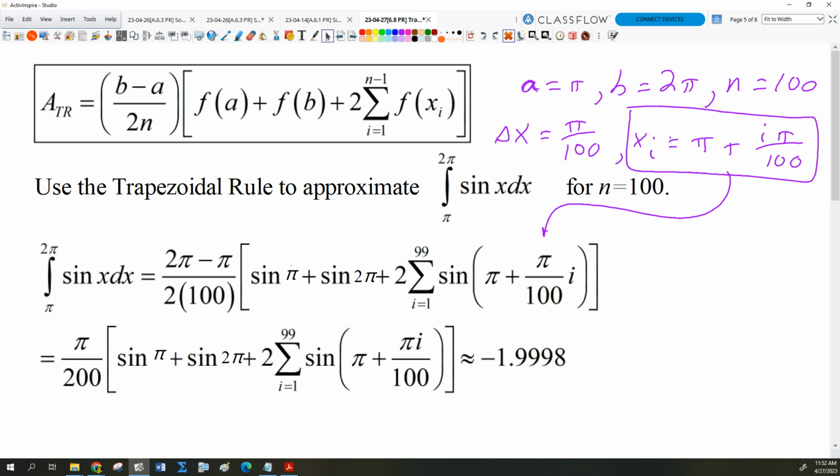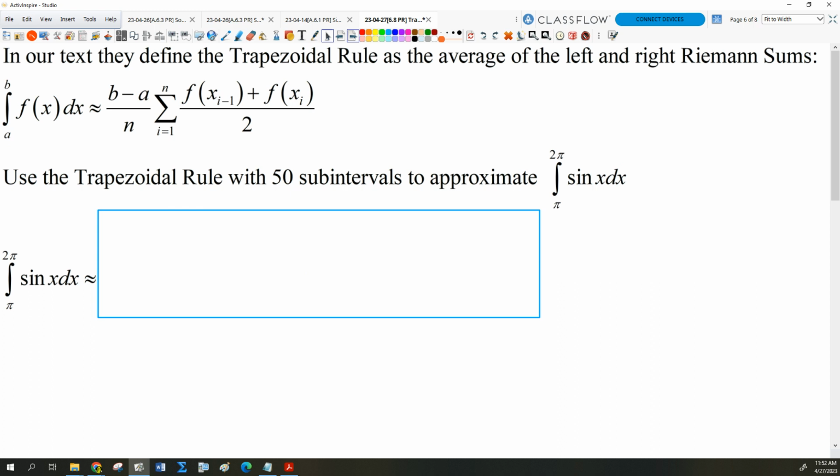Say it again. A is x sub 0? Yes, right. X sub 0 is A and X sub n is B. Yep. Okay, good. So those are applications.